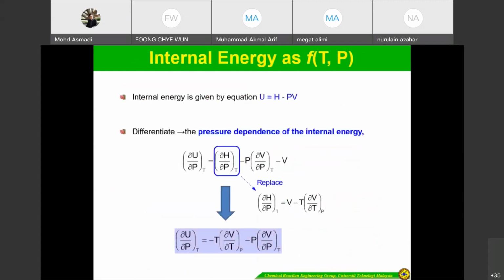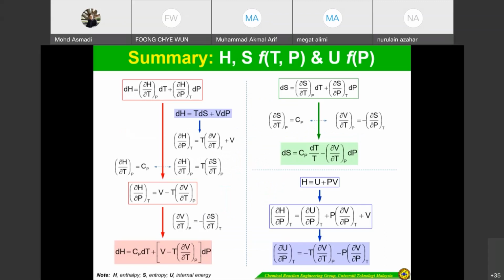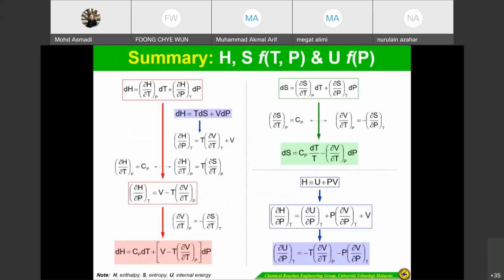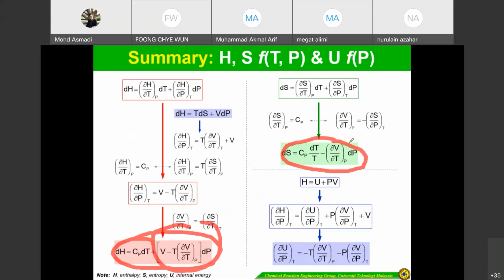And this one is the expression for the internal energy. So from that, as the summary, these are the equations, but this one is still the beginning before we get the final equation. So this is the new form of your thermodynamic properties equations, especially for the enthalpy. Entropy I think is new for you.